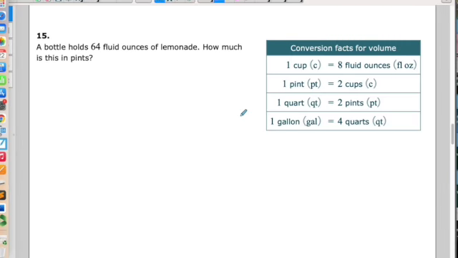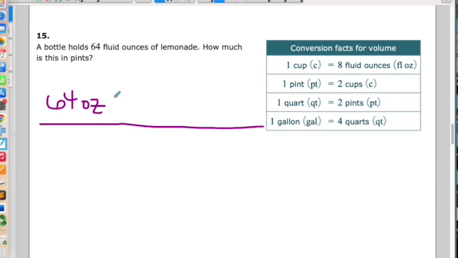Almost done. Number 15. A bottle holds 64 fluid ounces of lemonade. I love lemonade, so 64 ounces. How many pints is this? Very rarely do we see pints on the side, we do see ounces. So let's look at what we know here. There are 8 ounces in a cup.